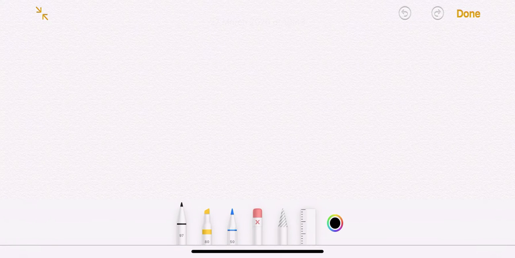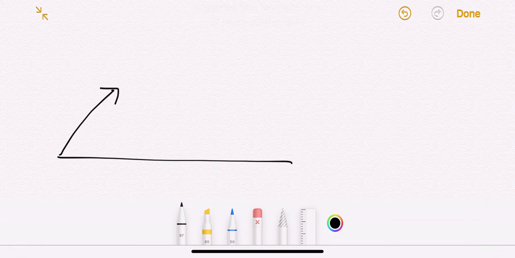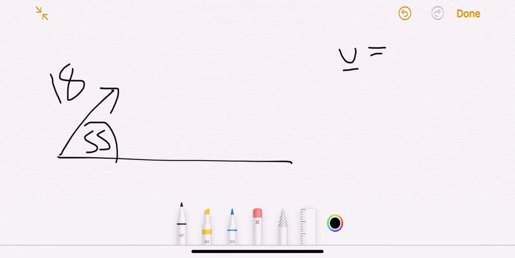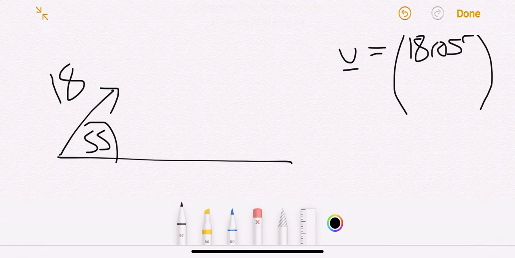Exercise 21.3, question 5, part 3. So here we've got a football being kicked 30 metres from a goal at a velocity of 18 metres per second and an angle of 55 degrees. In part 1 you're asked to find the horizontal and vertical components. So we know that as a vector, the initial velocity is 18 cos 55, 18 sine 55.